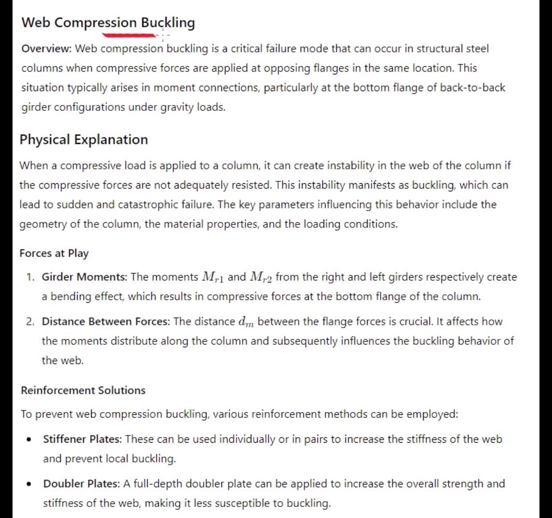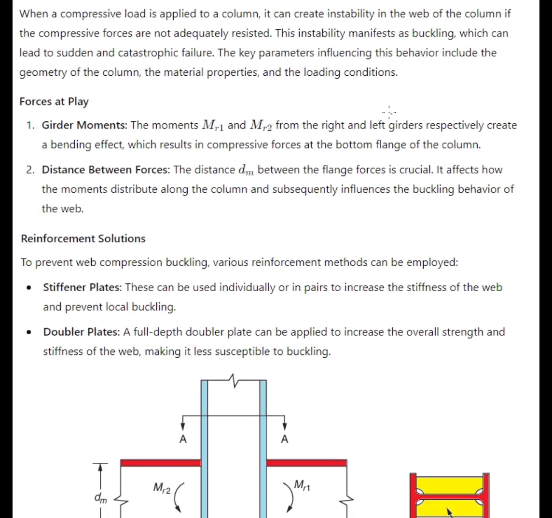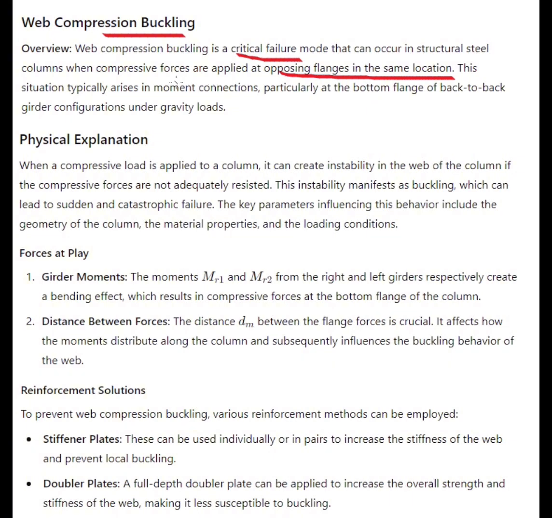We can see the web compression buckling overview. Web compression buckling is a critical failure mode that can occur in structural steel columns when compressive forces are applied at opposing flanges in the same location, acting in opposite directions.